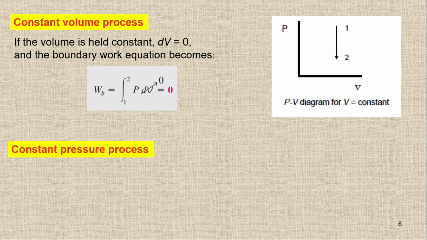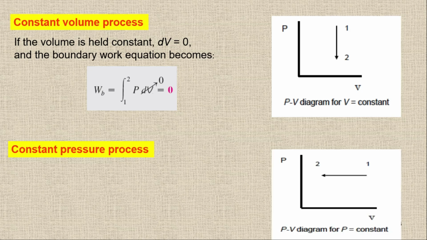For a constant pressure process, we have a PV diagram and the pressure line is constant. We have state number 1 and state number 2. In this case we have a compression, because the volume is going to decrease. If it is expansion, then the direction of the arrow will be on the other side. It will go from here to here for the expansion process because we have to increase the volume.